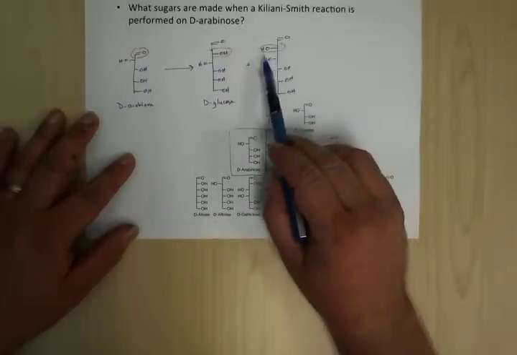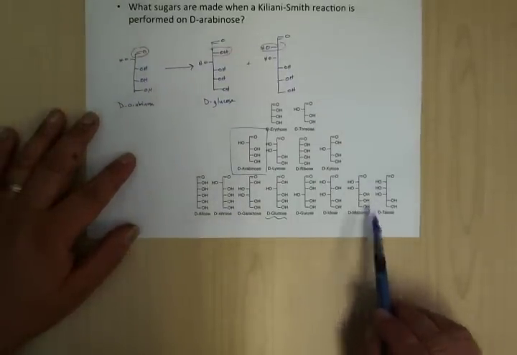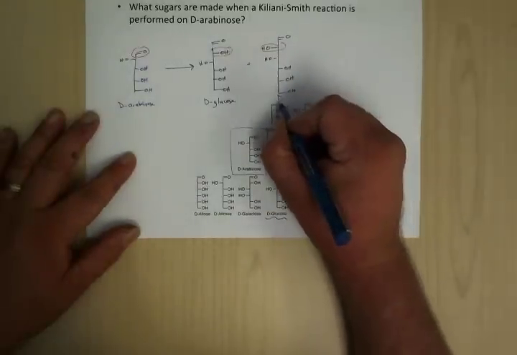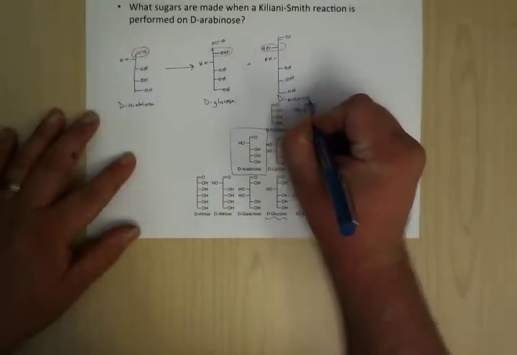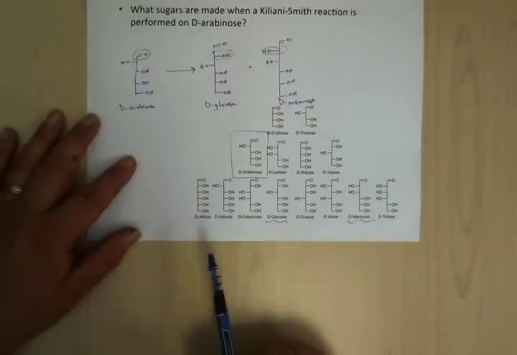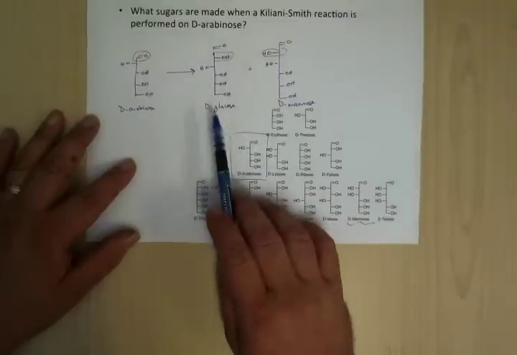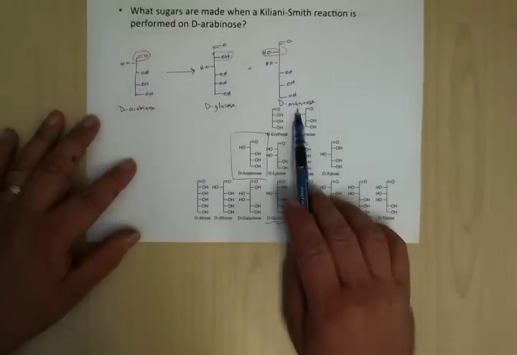Okay, the other one: right, left, left, right, right. So it would be this one here: left, left, right, right. So this would be D-mannose. So you're going to have to draw the sugars and then go back to this chart and figure out what they are. Okay, so from D-arabinose, if you do a Kiliani-Fischer, you're going to make D-glucose, D-mannose.